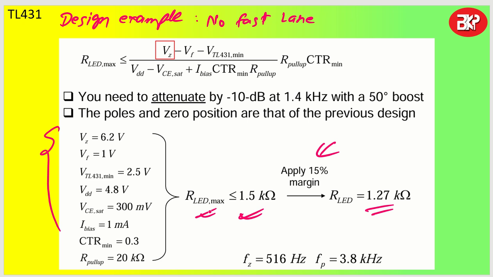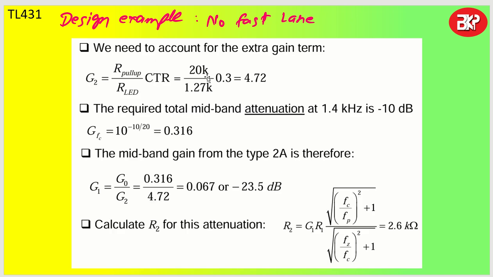If you want, you can choose, let us say, a 1 kilo ohm resistor. That is more than enough for your design. Okay, let us see another one. If you want to have more calculation in this, you can calculate the extra gain term. That is nothing but R pull up by R LED into current transfer ratio.